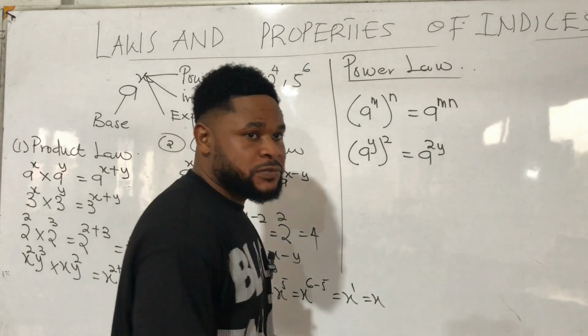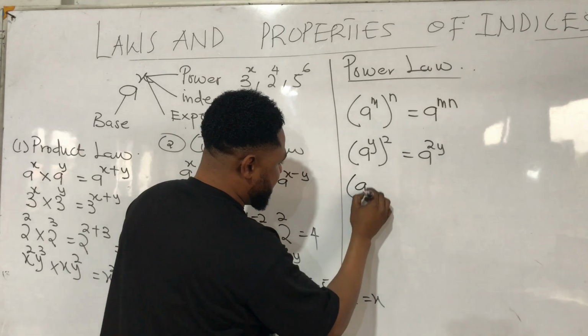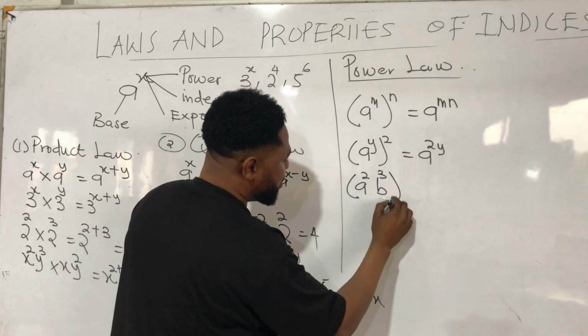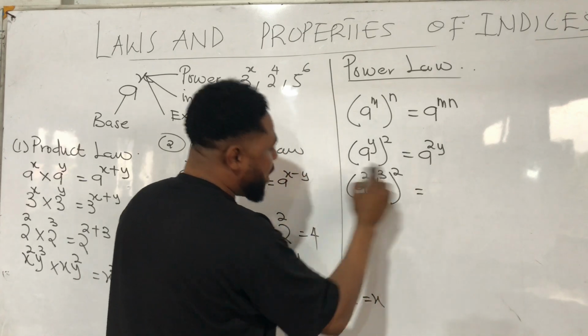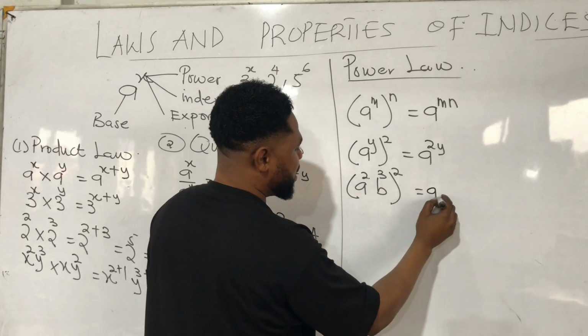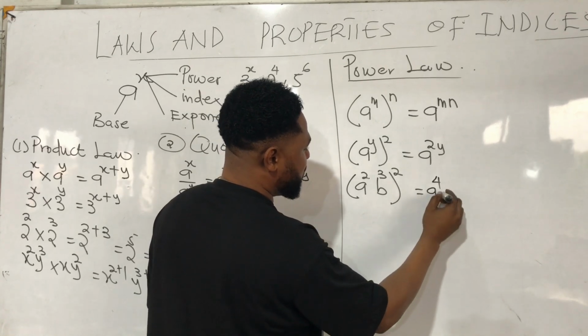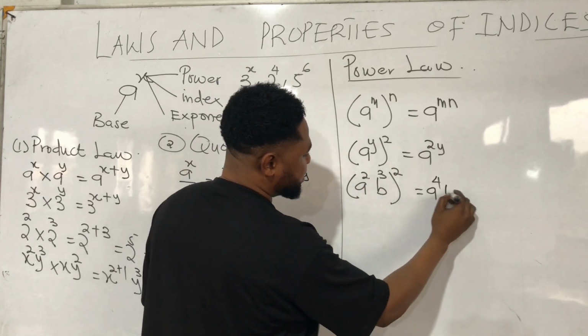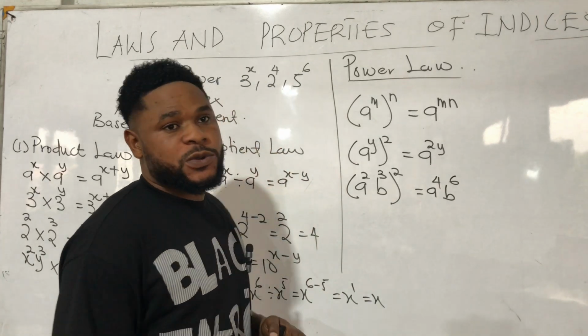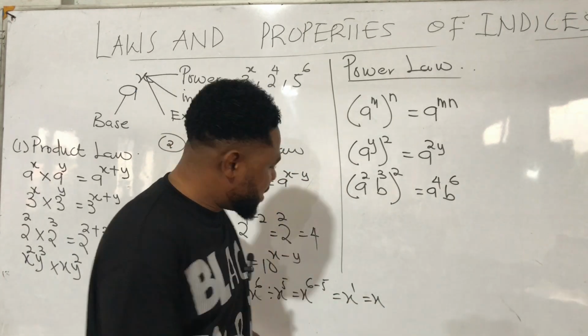Another example. If I have, let's say, a raised to the power 2, b raised to the power 3, all raised to the power 2, power to power. In this case, this will multiply this, and I'm going to have a raised to the power 4. This will multiply this, b raised to the power 6, as we call it, power to power.